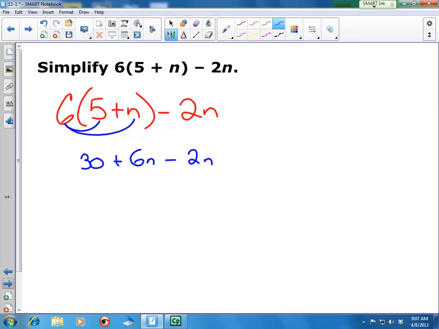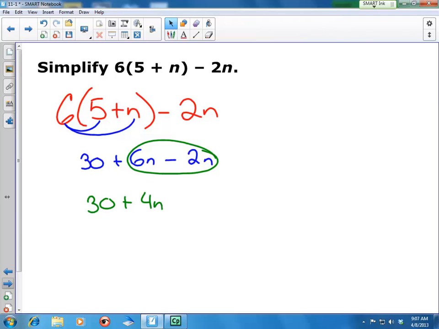Wow, look at that. Now I've got some like terms. Yeah, that's right. Now we can go ahead and combine these n's right here, which 6 minus 2 is 4, so we'll end up with 30 plus 4n. Okay, that's all there is to it.